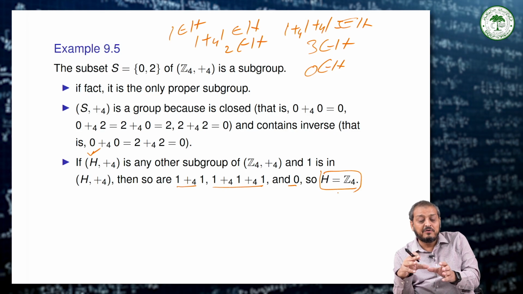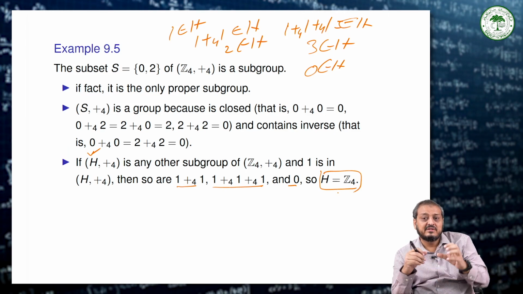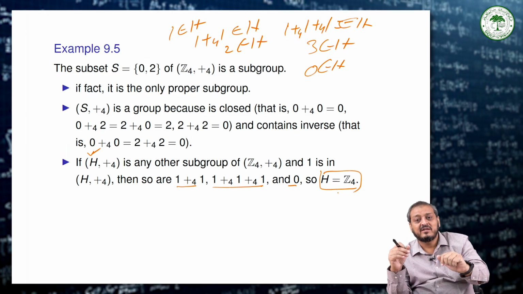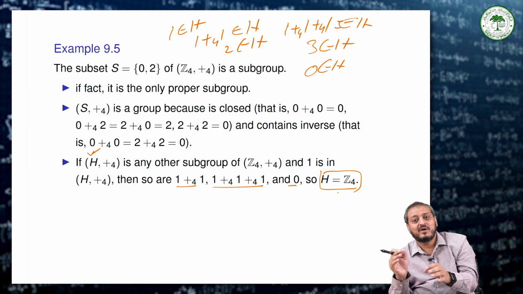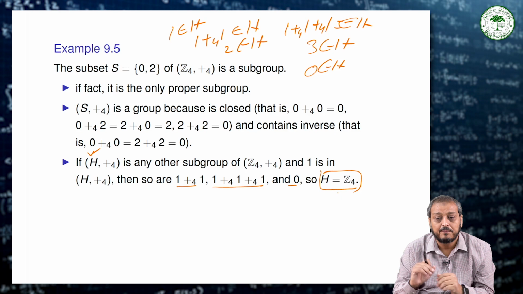So we are assuming H is a subgroup and this subgroup contains 1 as a member. Then we have shown, by the closure property, that H is equal to the complete Z4.